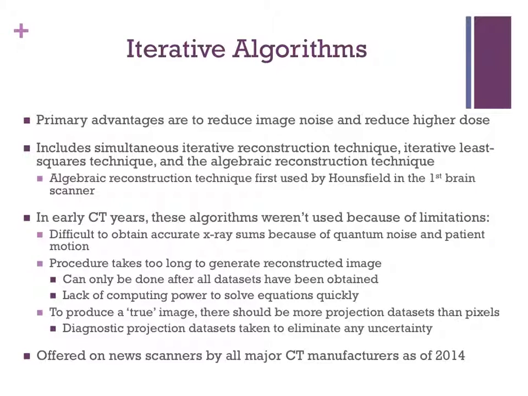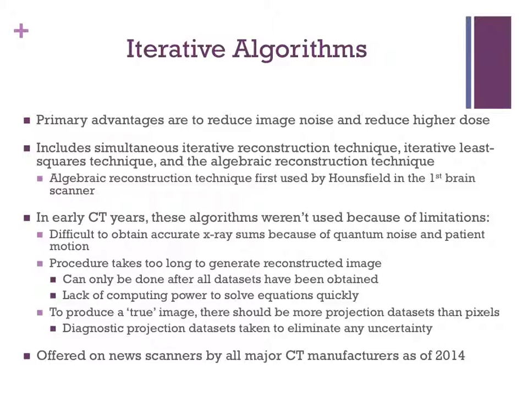Iterative algorithms, the primary advantage of them is to reduce the noise and reduce the dose to the patient. They include simultaneous iterative reconstruction techniques, iterative least square techniques, and the algebraic reconstruction technique. The algebraic reconstruction technique was first used by Hounsfield in the first brain scanner. In the early CT years, these algorithms weren't used because of limitations, and it's difficult to obtain accurate X-ray sums because of the quantum noise and also the patient motion.